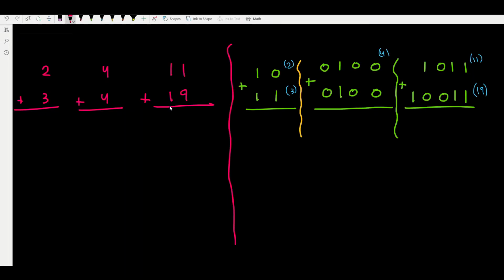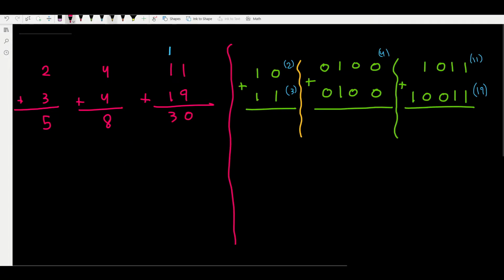Okay, so to start this question, let's go to the basics. We want to add some numbers. So we have, for instance, 2 plus 3. We know that 2 plus 3 equals 5. 4 plus 4 equals 8. Now, 11 plus 19. What do we do? Well, 1 plus 9 equals 10. So we have a 0 and we have a carry right here. Then we say 1 plus 1 equals 2, plus 1 equals 3. So the answer is 30.